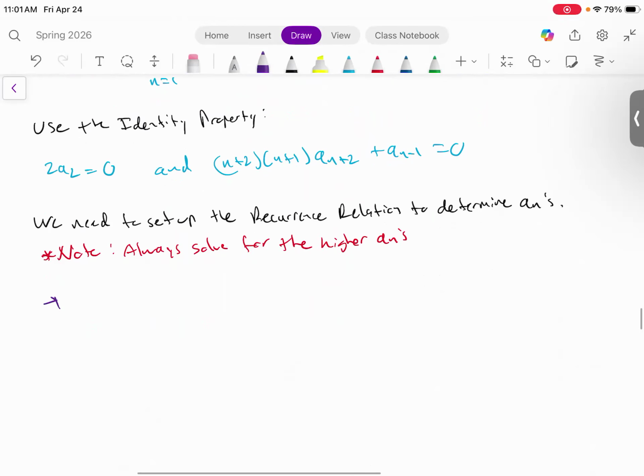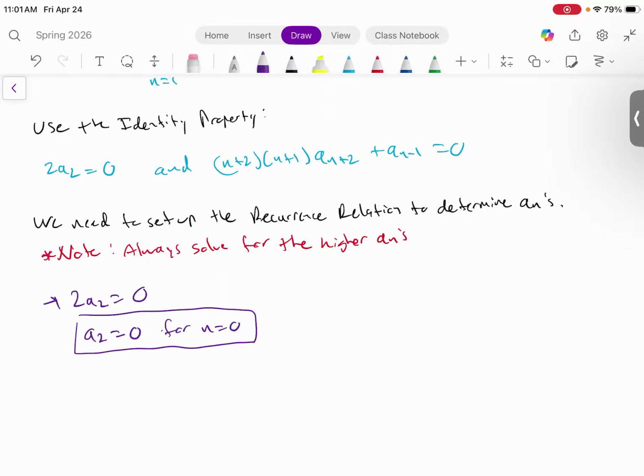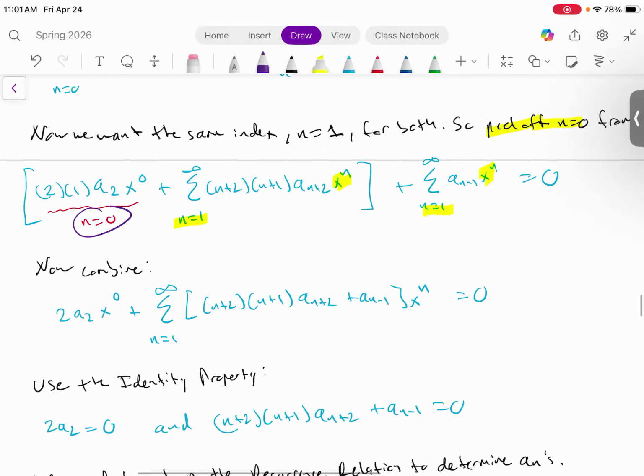So I already have one that doesn't really need a recurrence relation. I could just solve for a sub 2. That just means a sub 2 equals 0. Just divide 2 over. And so a sub 2 equals 0 for n equals 0, because that was the term when we peeled off.